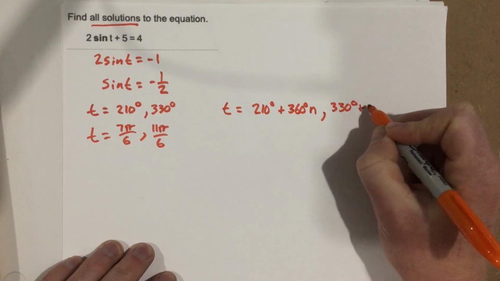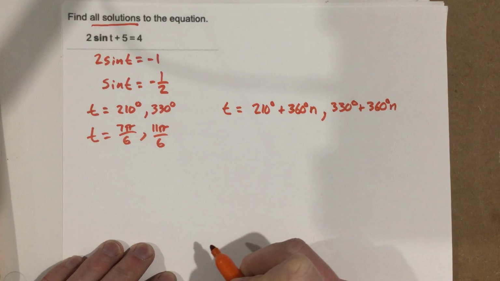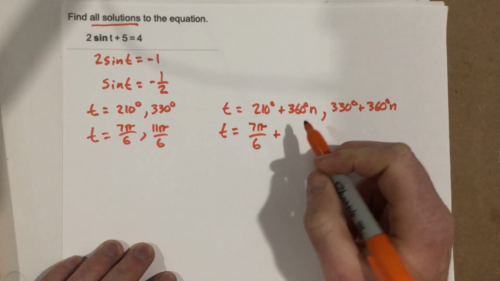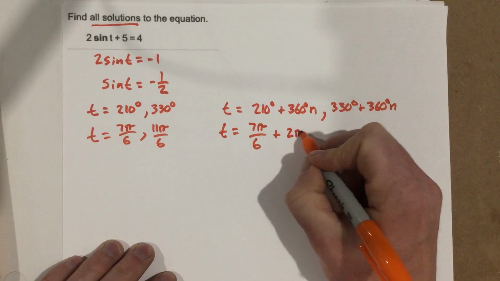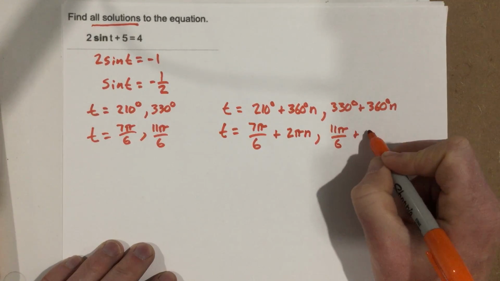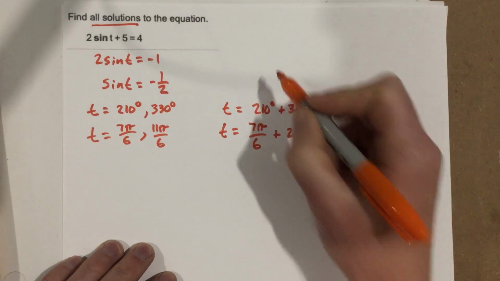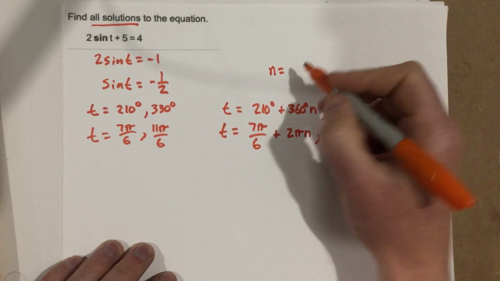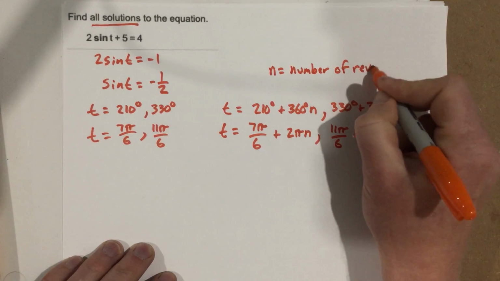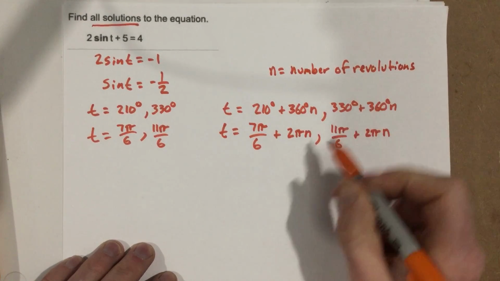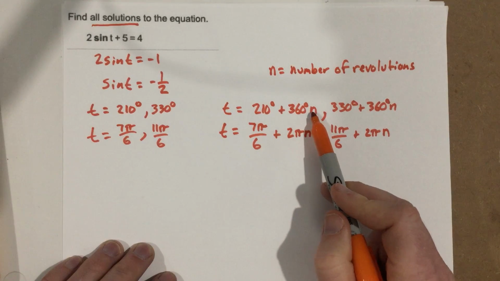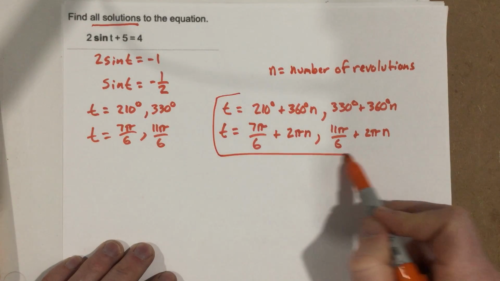330 degrees plus 360 degrees n, and we can say the same thing here with 7 pi over 6 plus, but this time instead of 360, we know in radians that's 2 pi n, and we have 11 pi over 6 plus 2 pi n. Now remember, you could say that n equals the number of revolutions. It's really just a way for us to describe what happens if we continue to loop forever. So it gives you infinite solutions, but infinite solutions at those specific spots.